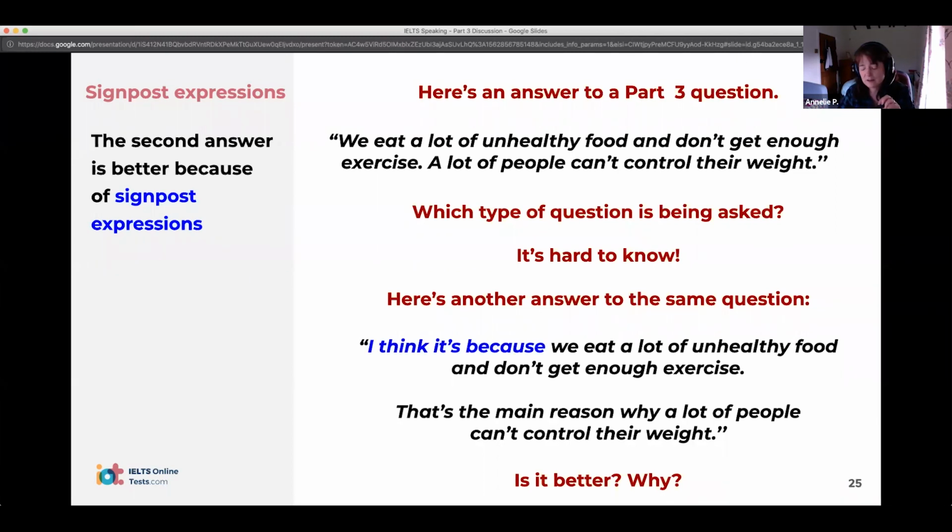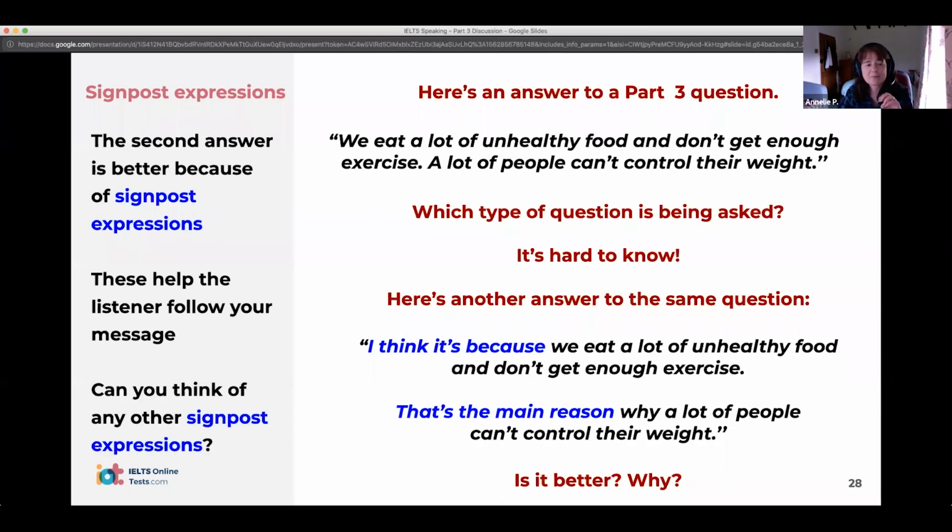So let's have a look at these expressions a little bit more. I think it's because, that's the main reason why. It's very, very clear that I'm giving reasons here. I'm not making the examiner guess what I'm doing. Can anybody think of any other expressions that you can use to introduce a reason or a cause for something?